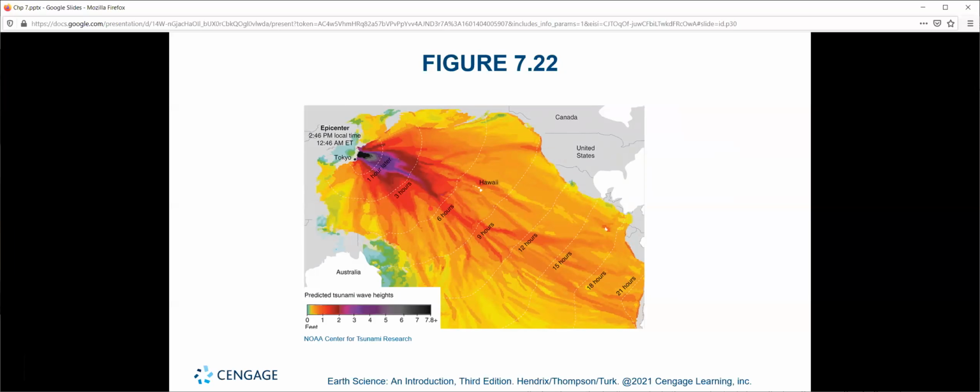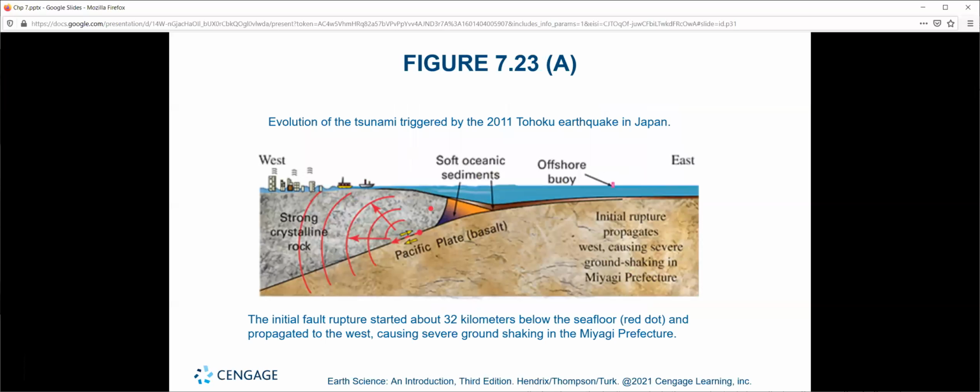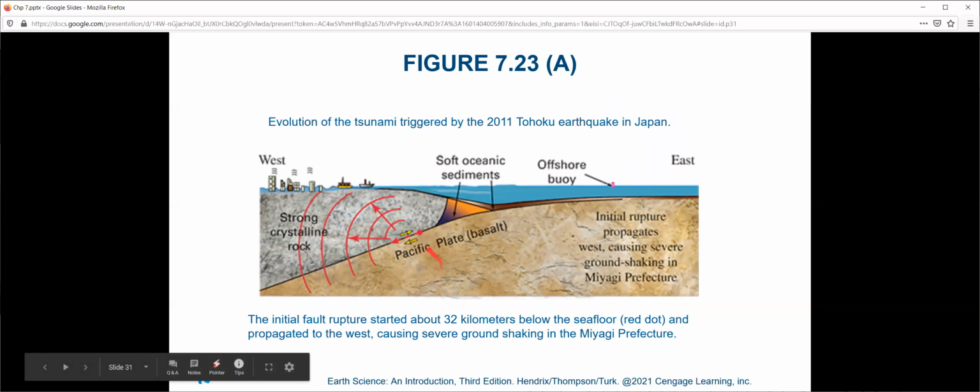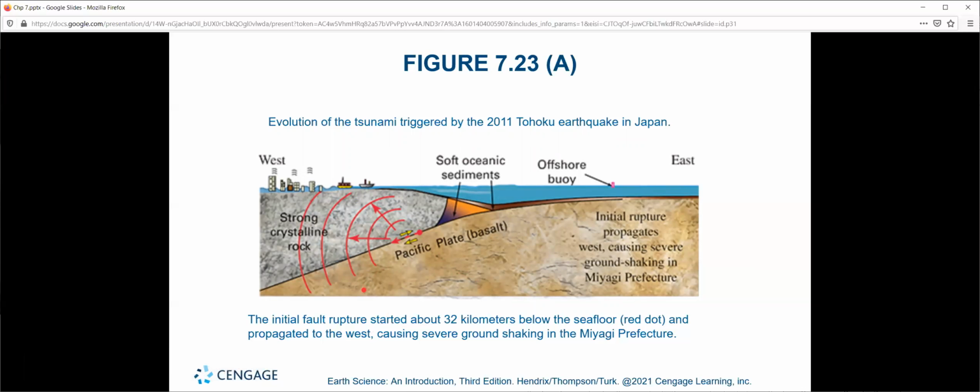How are you going to construct your buildings when you have 10-foot tall tsunami waves very likely to happen and hit your shore? Well, let's talk about that, right? Here we have a cartoon of the 2011 Tohoku earthquakes in Japan. Notice right here you have a breakage of the material causing the earthquake to rupture, starting, as said here, about 32 kilometers below the surface, right here, and it propagates west, meaning the energy goes through this strong crystalline bedrock here, causing ground shaking in the Miyagi Prefecture.